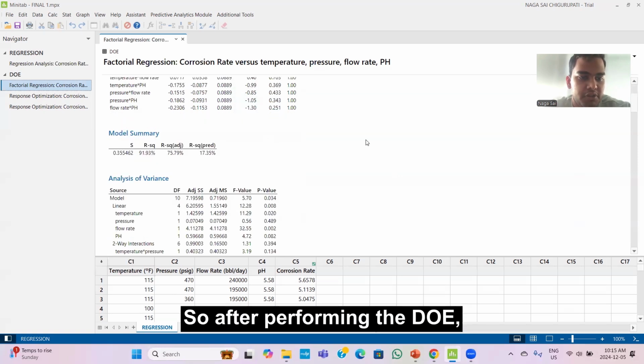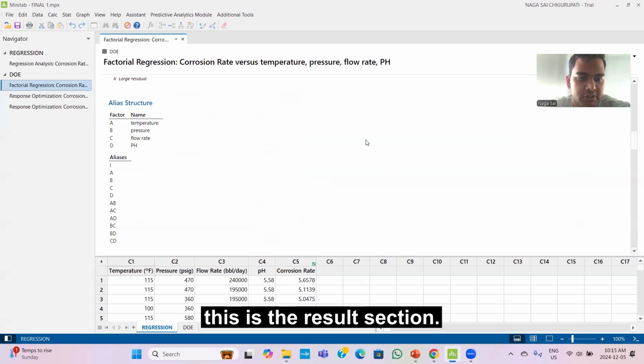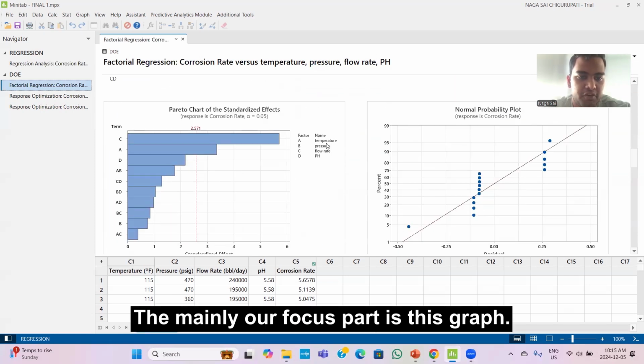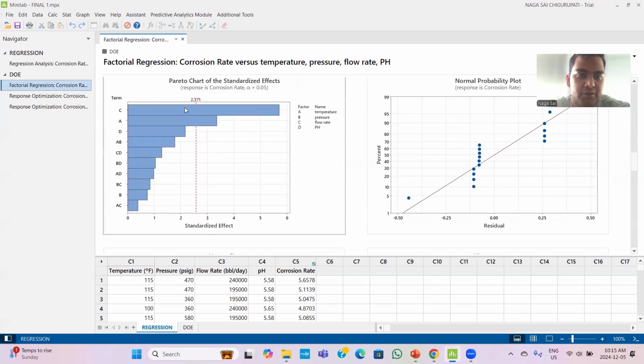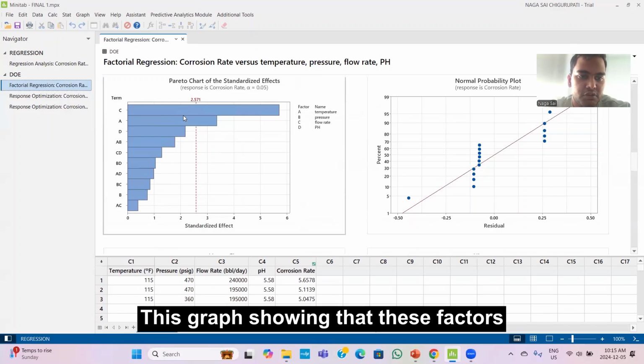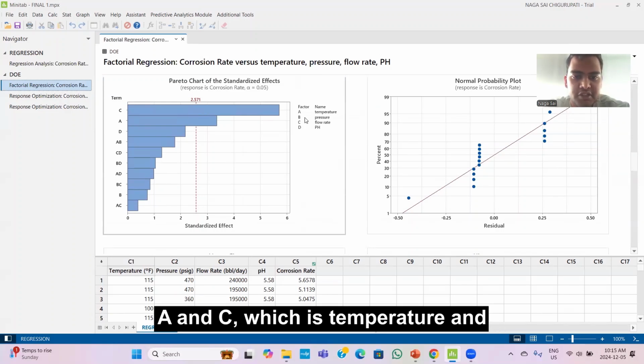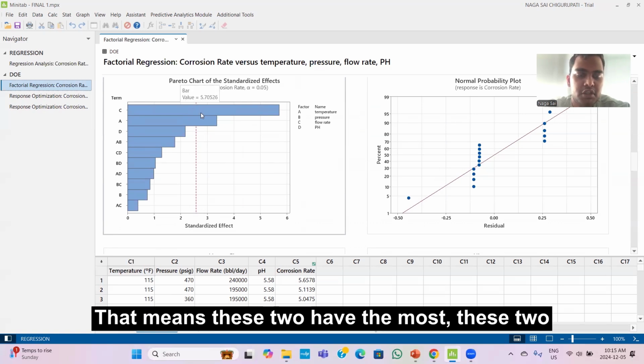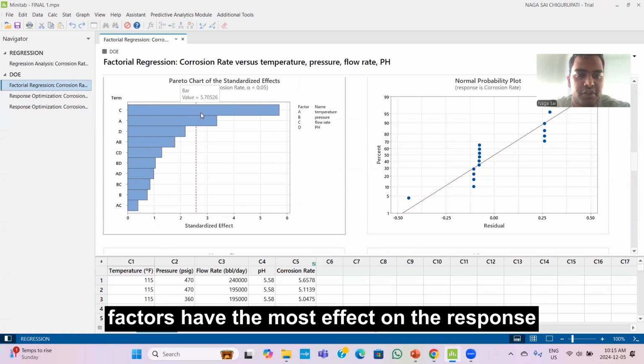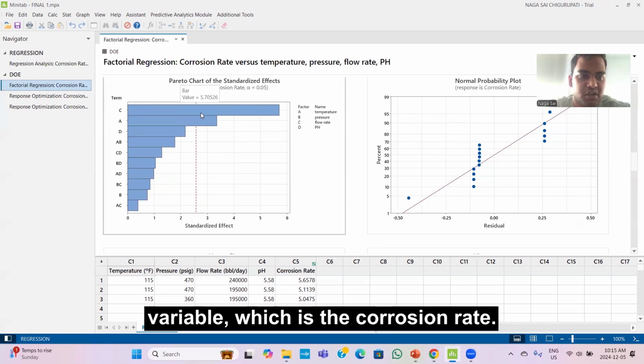After performing the DOE, this is the result section. Our main focus is this graph. This graph shows that factors A and C, which are temperature and flow rate, are crossing the red line. That means these two factors have the most effect on the response variable, which is the corrosion rate.